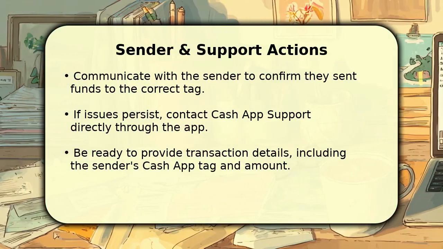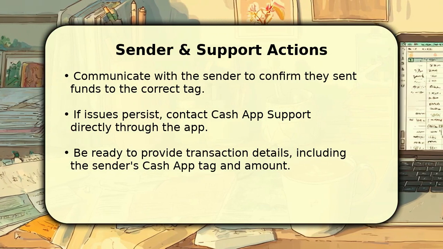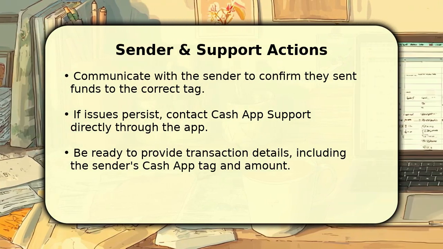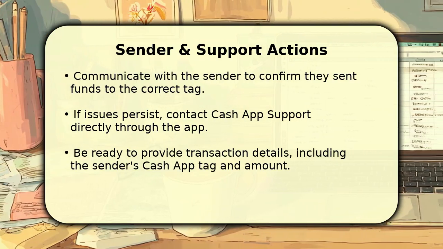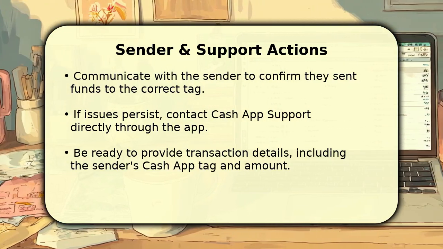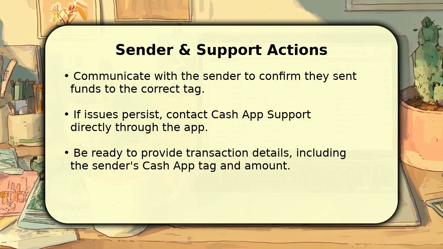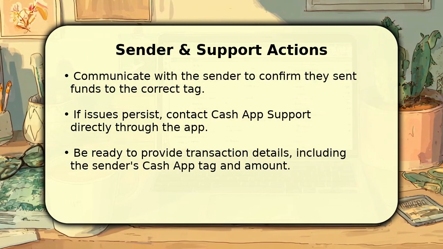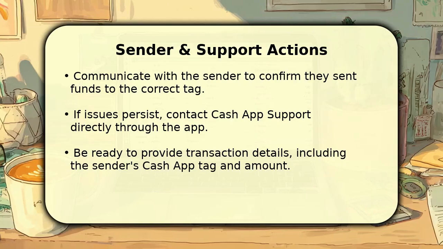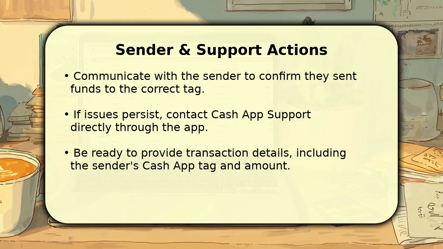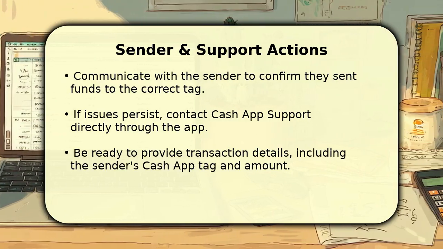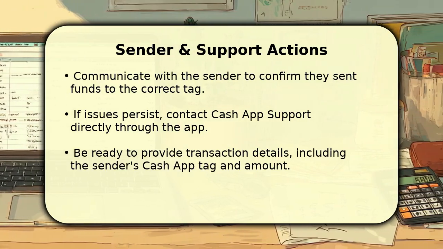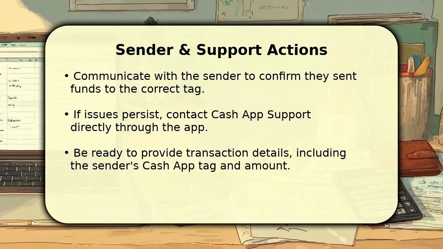If the payment remains pending, reach out to the sender. Confirm they sent the money to your exact Cash App tag, as a small typo can misdirect funds. If everything seems correct and the issue persists, contact Cash App support. You can usually find the support option within the app's profile section. Provide them with all relevant details, such as the sender's name, their Cash App tag, and the amount of the pending transaction. Their team can investigate the specific status of the payment.